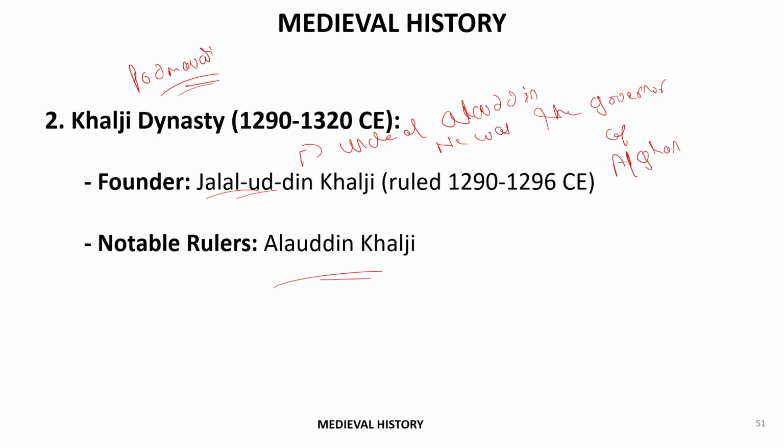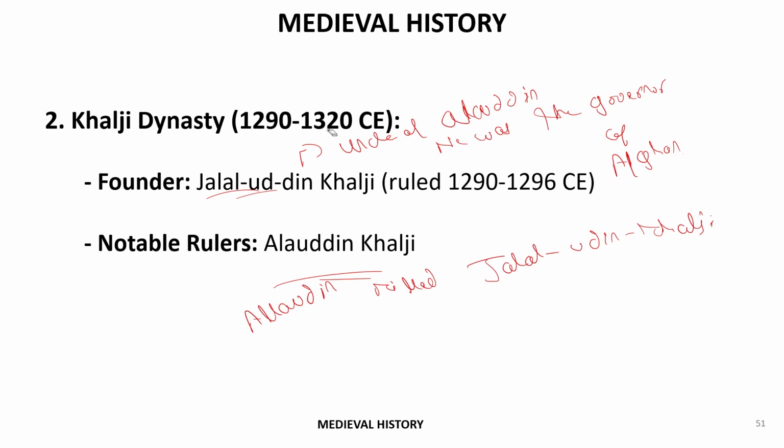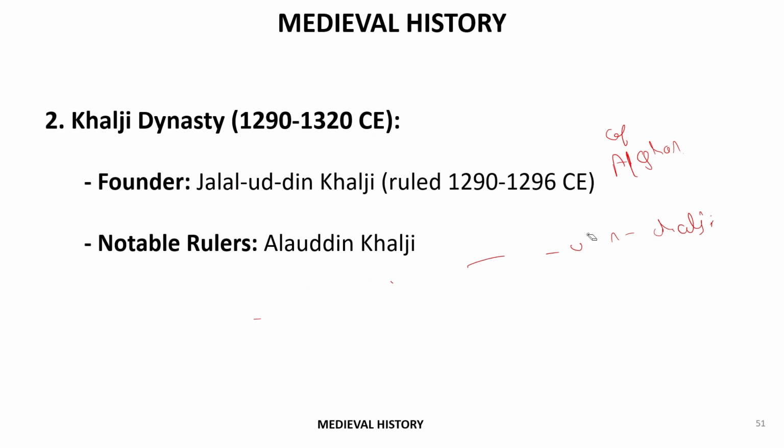After some time, Alauddin killed Jalaluddin to capture the throne, and that's how it became the beginning of the Khilji dynasty rule. Got it? And remember that Alauddin Khilji was famous for his administration and market control. For administration, he passed 4 ordinances.